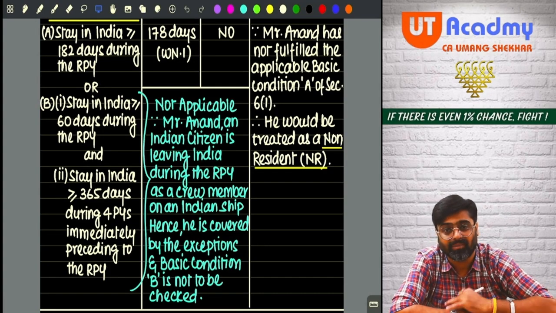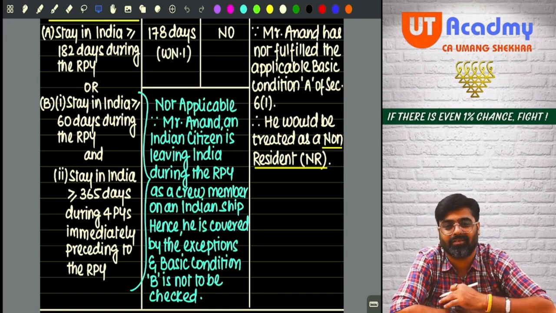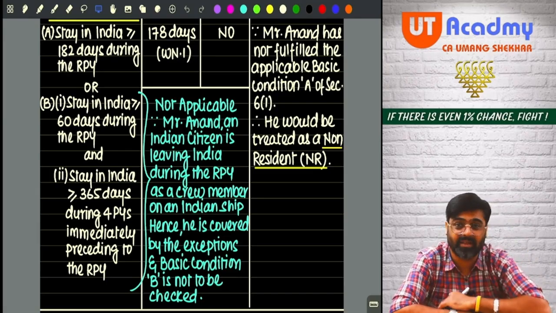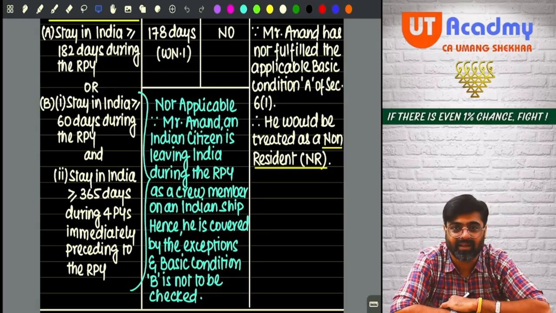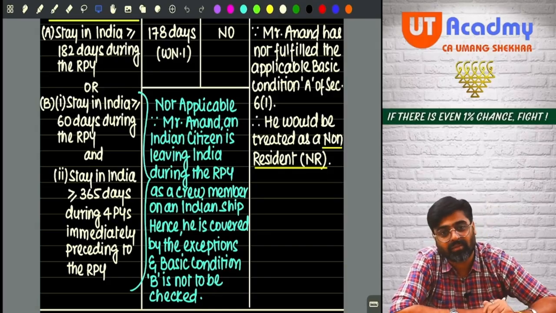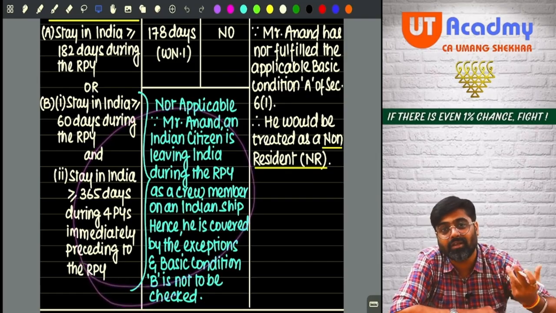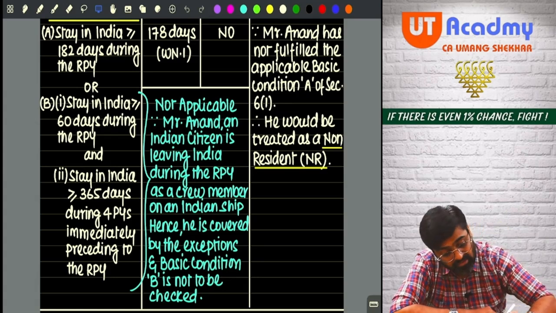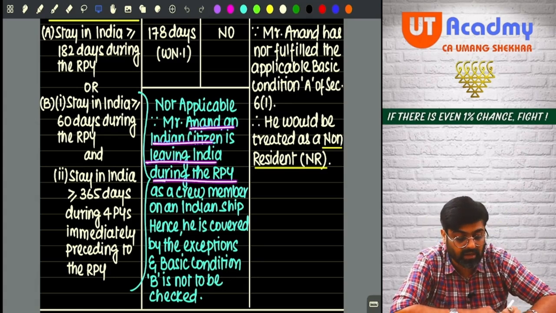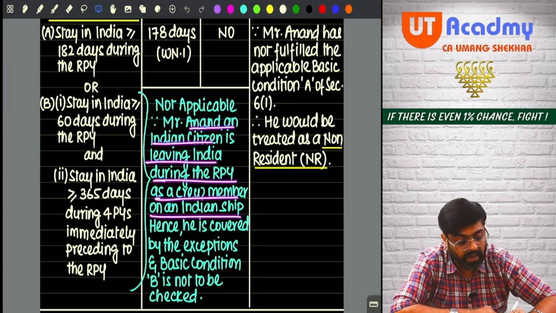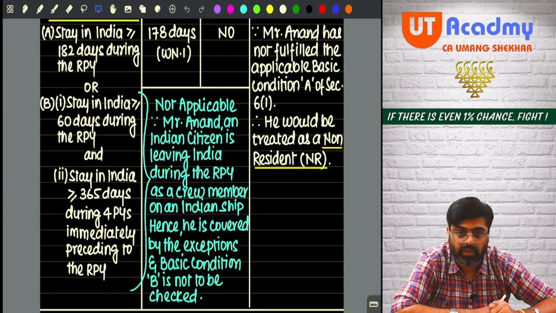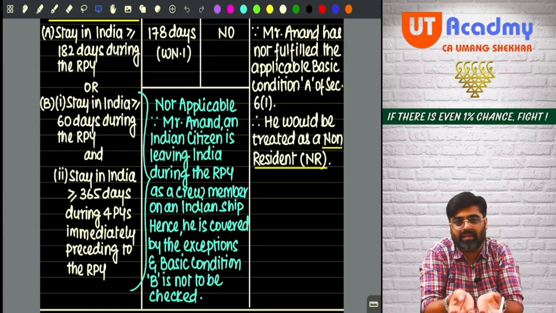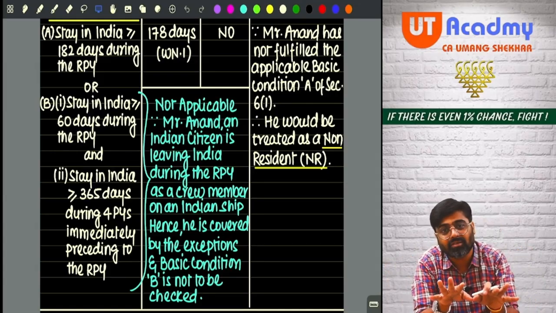Anand? But your examiner would like to see that you know the condition. If A is not fulfilled, why have you not checked B? So write B and tell your examiner that we have not checked B. What is the reason? Because B is not applicable. Why is B not applicable? B is not applicable since Mr. Anand is an Indian citizen who is leaving India during the relevant previous year as a crew member on an Indian ship. Hence, he is covered by the exceptions. Hence, B condition is not to be checked. This is something which we have to write only in our language. That's it. Will you be able to write like this?